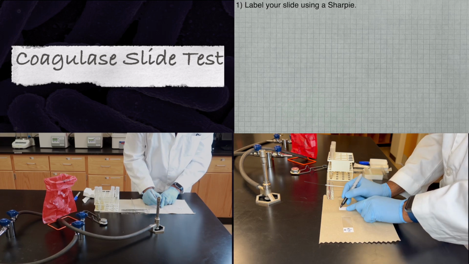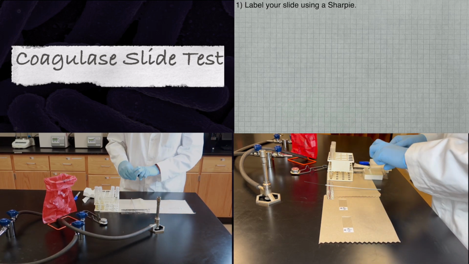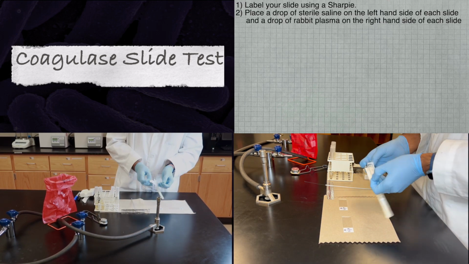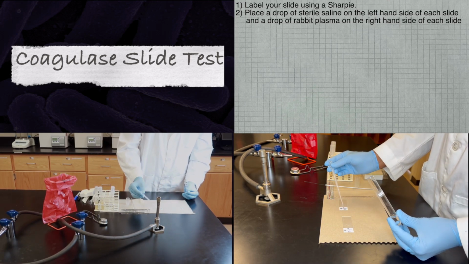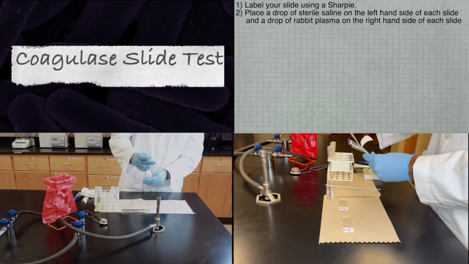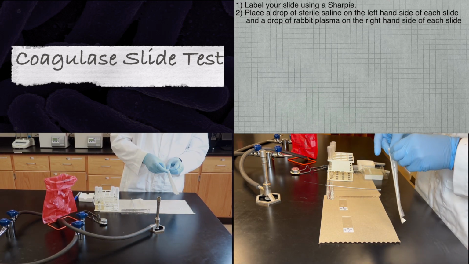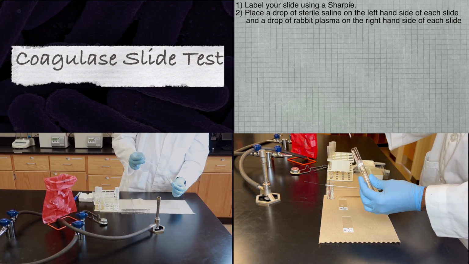First, label your slides using a Sharpie. Next, place a drop of sterile saline on the left-hand side of each slide and a drop of rabbit plasma on the right-hand side of each slide.